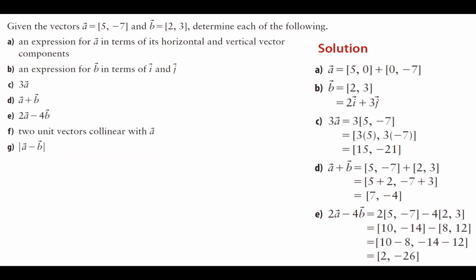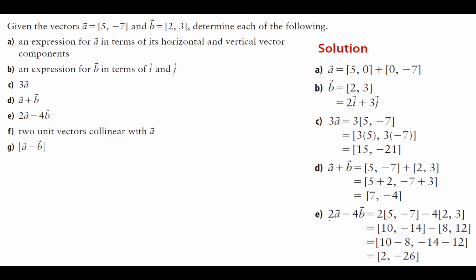Next, 3A is 3 times the position vector (5, -7). So that gives us (15, -21). Next one, A plus B. We can just add the corresponding components. So that gives us (7, -4).